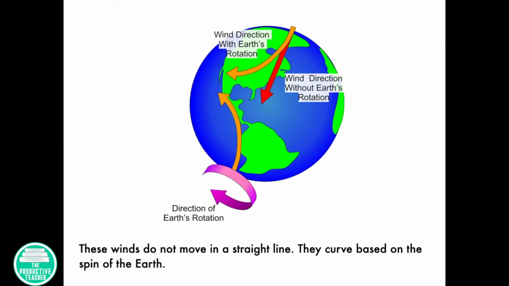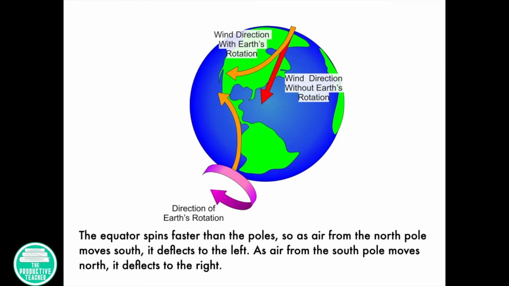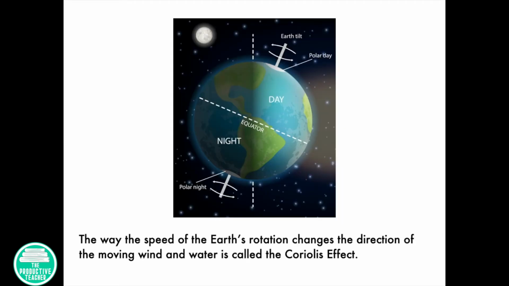These winds do not move in a straight line. They curve based on the spin of the Earth. The equator spins faster than the poles, so as air from the North Pole moves south, it deflects to the left. As air from the South Pole moves north, it deflects to the right. The way the speed of the Earth's rotation changes the direction of the moving wind and water is called the Coriolis effect.